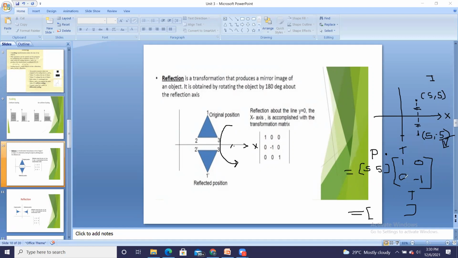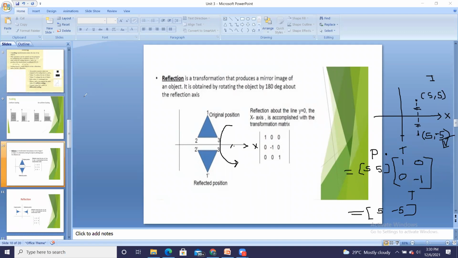Can you tell me the result now? 5 into 1 plus 0 will be 5 itself. And 5 into 0, 0. And 5 into minus 1 is minus 5. Whether I am getting the same result? Yes, 5 comma minus 5 is my result. Now this T matrix is true for any reflection along the x-axis.